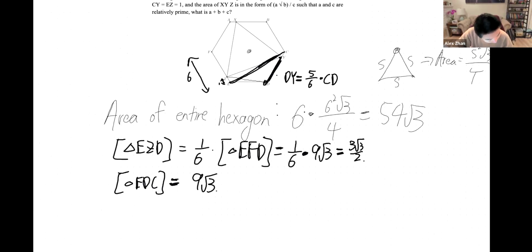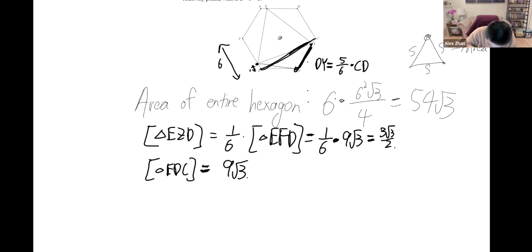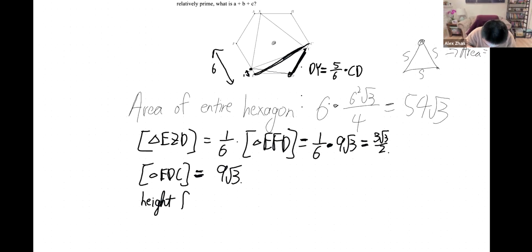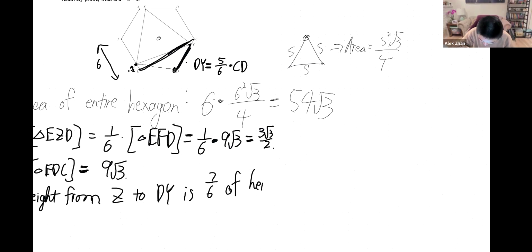Now that we have this, also notice that if we draw the height from Z to DY, the height from Z to DY is 7/6 of the height from E to CD. I will quickly explain how I derived this last statement.